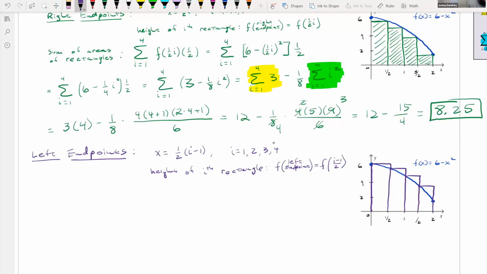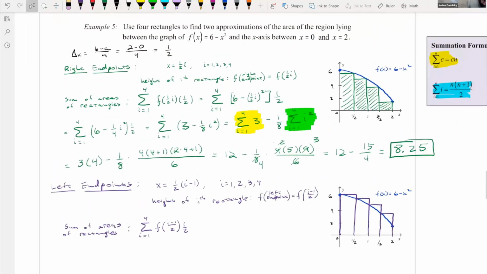And so now we want the sum of the areas, right? So we want the sum of areas of rectangles, I equals 1 to 4, of the height of the rectangle, f of I minus 1 over 2, times the width, which is 1/2.